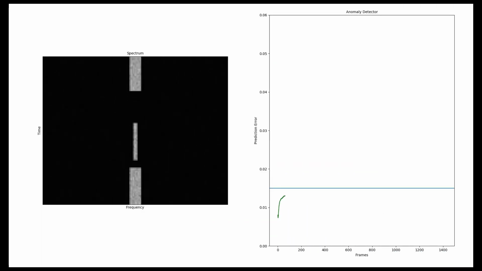In this case, we can see that there are two nodes. One has a narrow bandwidth and the other has a slightly wider bandwidth. They're sharing the same center frequency and they're time sharing their channel. On the right, we have the anomaly detector plot. There is a blue line, which is a threshold for anomaly detection. If the prediction error, which is the green curve, goes over the threshold, then we know that an anomaly has occurred. In this case, the prediction error will never go over the threshold because the system has learned this normal behavior and will not detect it as an anomaly.